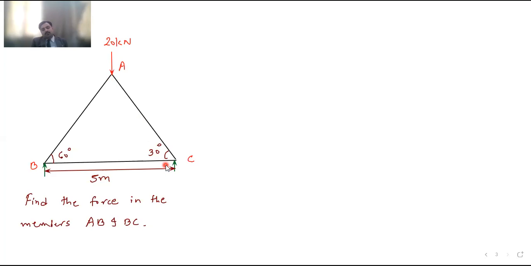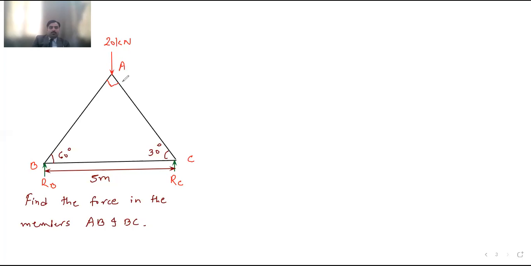AC, the force is not asked. So then, what I will do? I want to calculate the forces in member AB and BC. Before that, I should calculate the reactions. Okay. So here, this is my reaction RA. And this is the reaction RC. So first of all, we need to calculate the reactions. After the calculation of the reaction, now see this angle is 60, this is 30, so this angle is 90 degree.